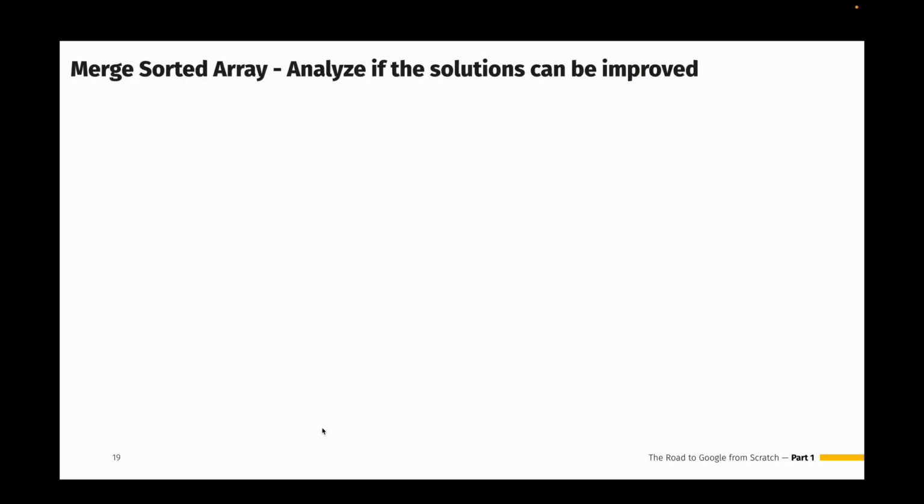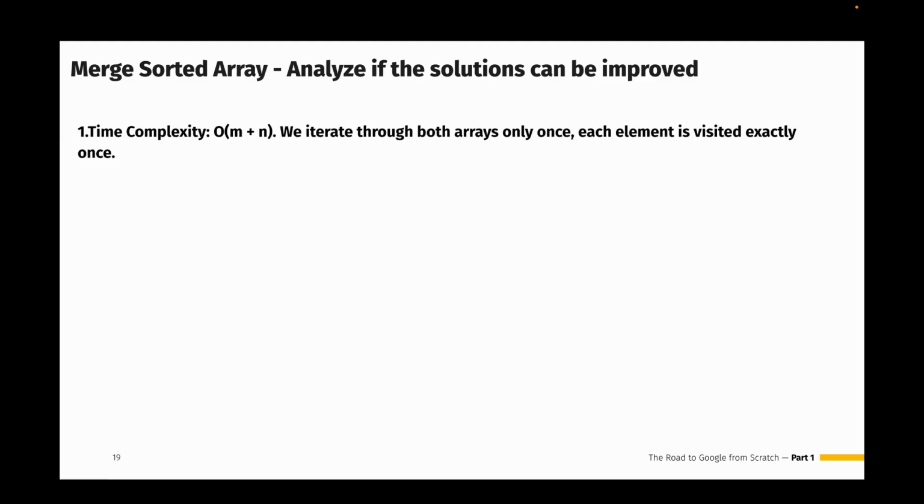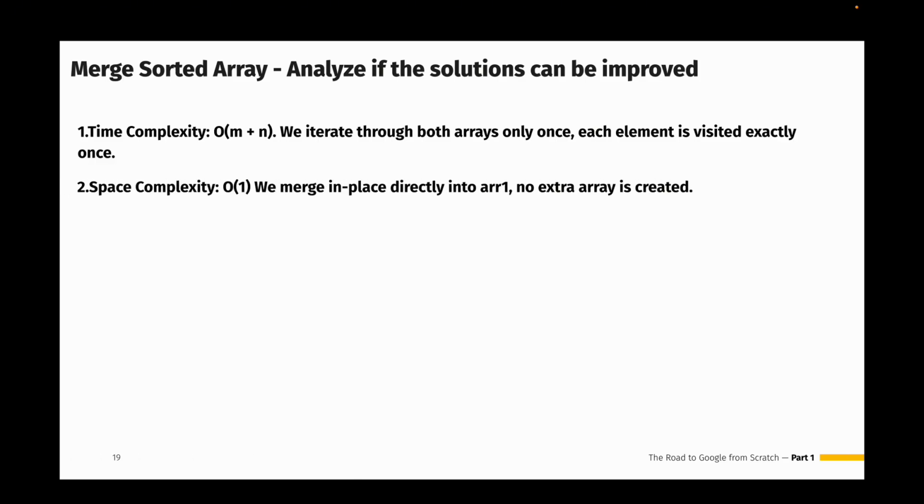Now let's check our solution. The time complexity is O(m plus n). We iterate through both arrays only once. Each element is visited exactly once. And space complexity is O(1). We merge and place directly into array1. No extra array is created. So the solution looks great and we can leave it how it is.